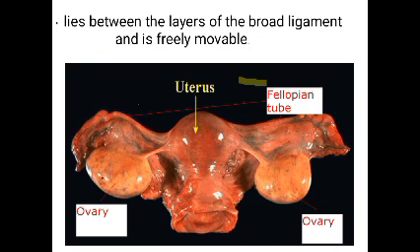This is a diagram. From left to right: the uterus, the fallopian tube, and the ovary. The ovaries are paired.